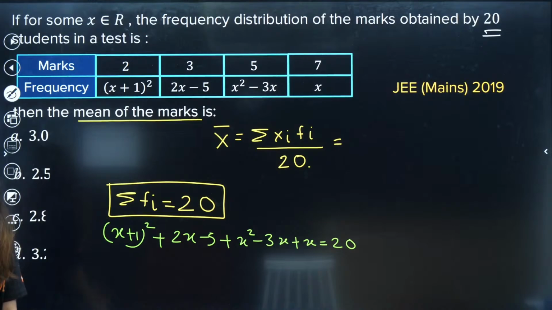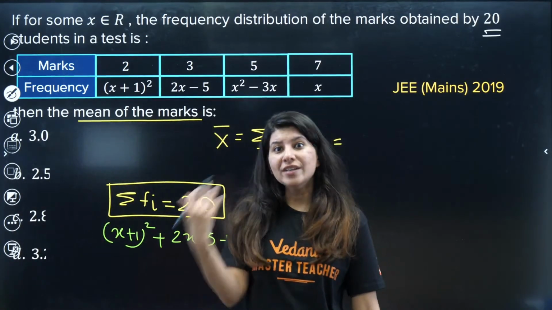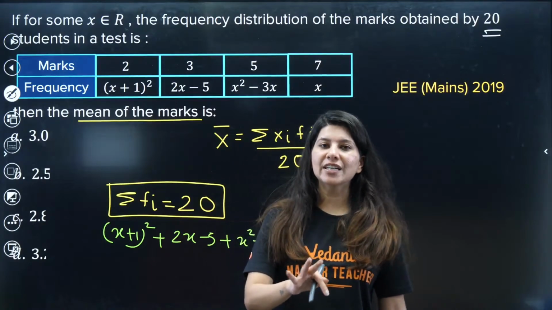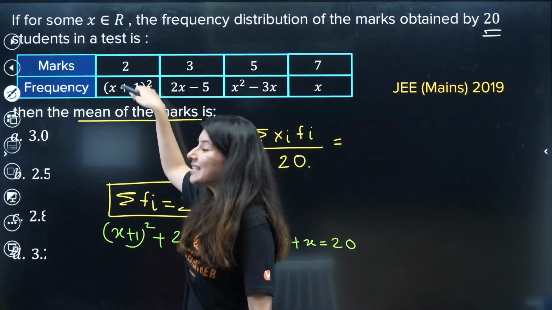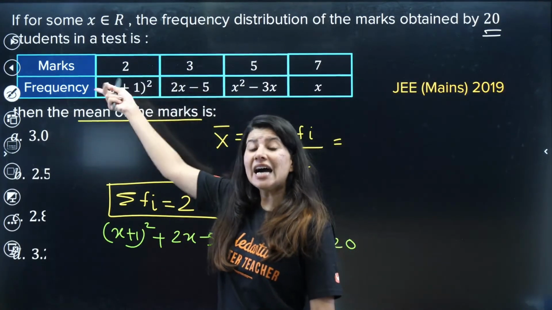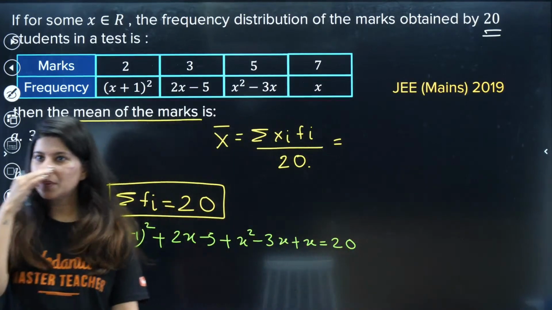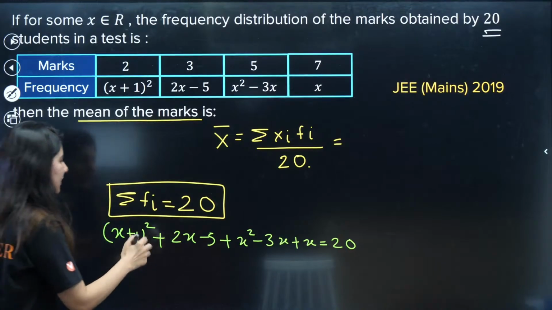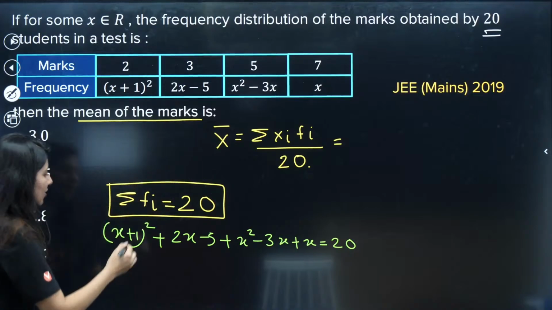How do you say this is a discrete frequency? Bhavya, I already told you there are 3 types of data. First one is ungrouped. Second one, in which marks and frequency are given, is discrete. And third one, in which class and frequency are given, is continuous. Right. So let's just solve it. Get the value of x, and everything will be sorted.